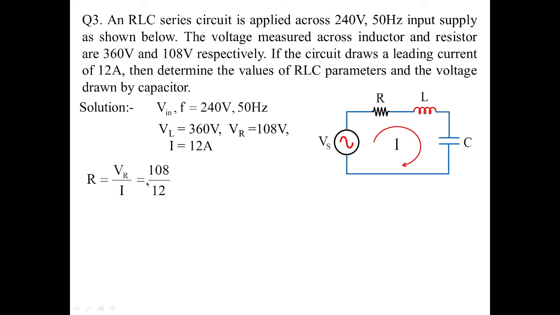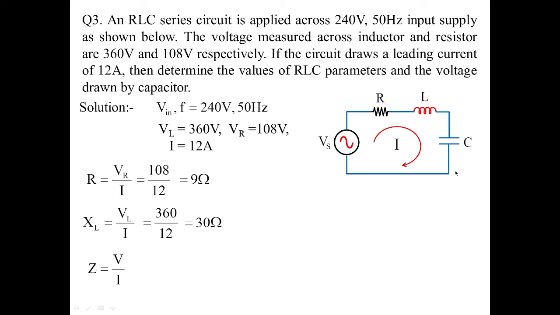Okay. So R is obtained according to Ohm's law. R is equal to the ratio of voltage by the current. So the voltage across resistance is 108 divided by 12. Since it is a series circuit, the same current flows in R, L, and C, so the same current 12, which will give you the value of resistance as 9 ohms. XL is equal to VL by I, because VL is equal to I into XL. So substitute the values, that is 360 divided by 12, which is equal to 30 ohms.